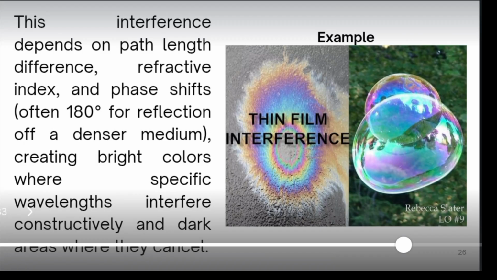This interference depends on path length difference, refractive index, and phase shifts, often 180 degrees for reflection off a denser medium, creating bright colors where specific wavelengths interfere constructively and dark areas where they interfere destructively. So this is an example of thin film interference, the water with oil slicks and the bubble.